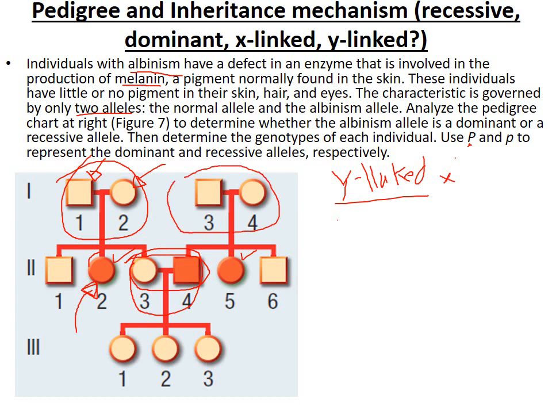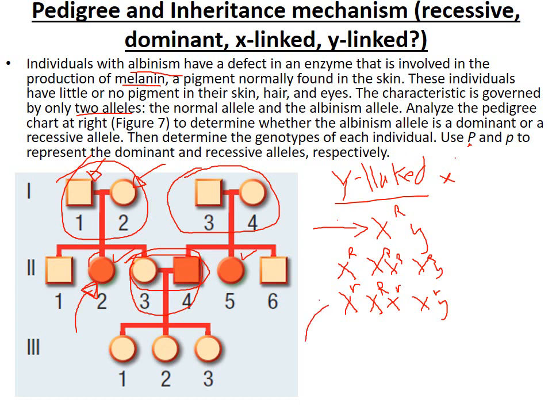So if it's recessive and it's X-linked, let's try to cross individuals 1, 3, and 1, 4. So we know that individual 1, 3 has to be X big R Y because he's healthy, and individual 1, 4 has to be X big R, X little r because some of the kids have the disease. So let's take a look. So we have X big R, X big R, X big R, X little r. We have X big R, Y, and then X little r, Y. So if the disease was X-linked recessive, these would be the genotypes of our parents.